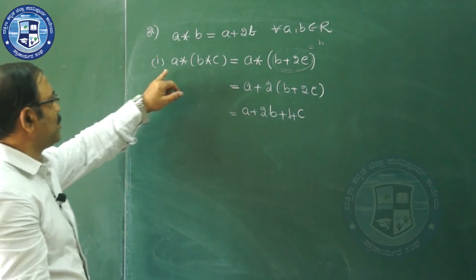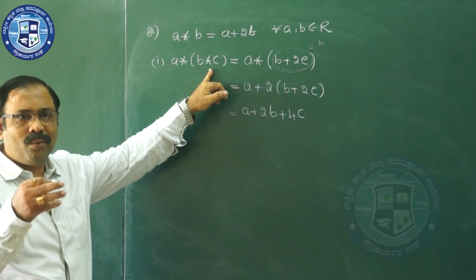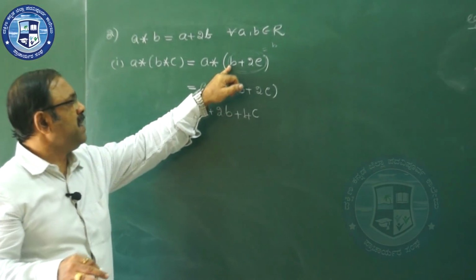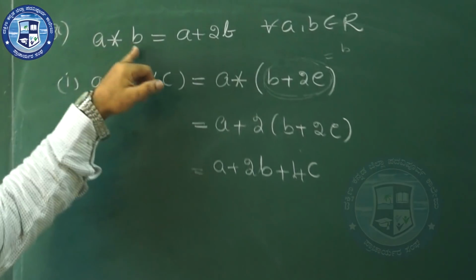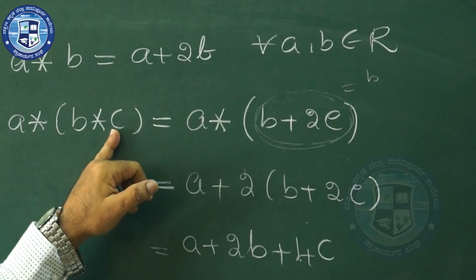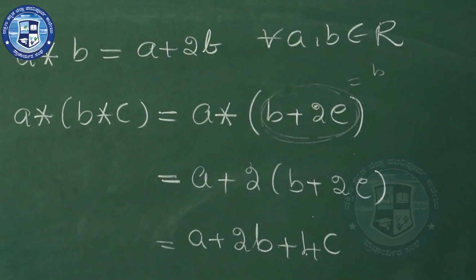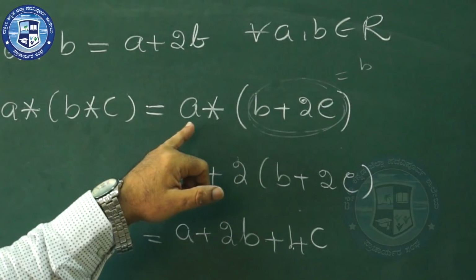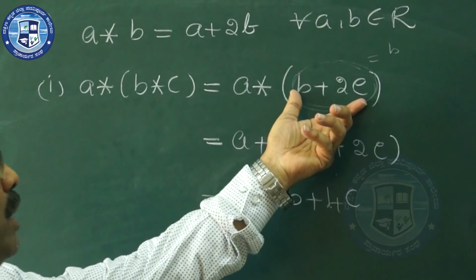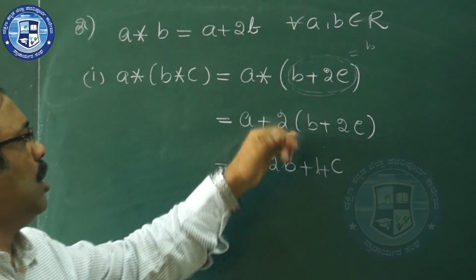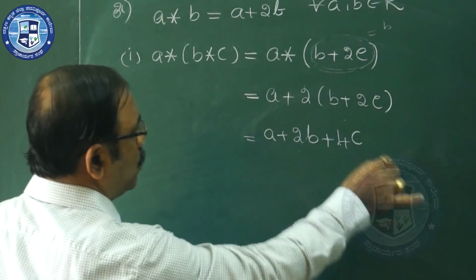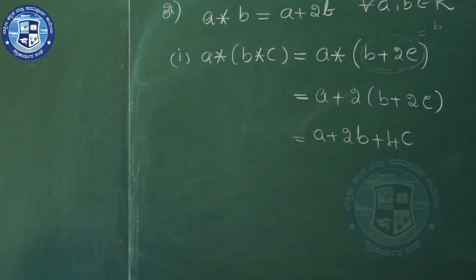Follow the point? So, what is this A star B star C? Tell me. B star C is equal to B plus 2C. Why? A star B is A plus 2B. Therefore, B star C is equal to B plus 2C. Now, this is A star B, so this is A plus 2 into B, so B plus 2C. That is A plus 2B plus 4C.